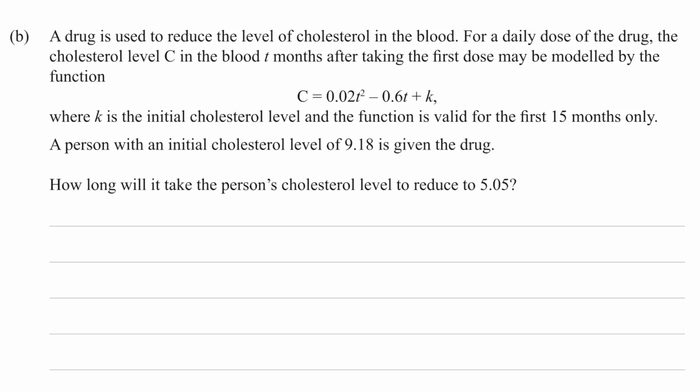So we're given a model for the cholesterol level denoted by C. C for cholesterol makes sense. T months, I guess T for time in months. And there's this K, the initial cholesterol level. Think when time is 0, these two terms go to 0 and we're left with the cholesterol level equals our initial cholesterol level. That makes sense.